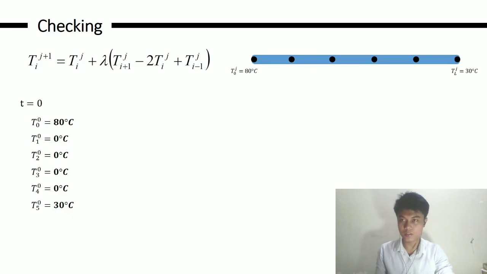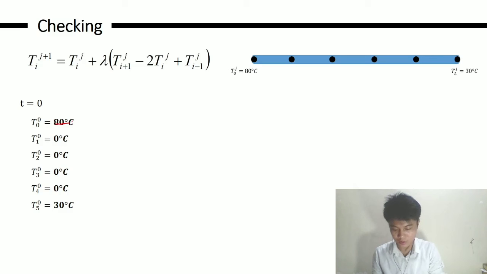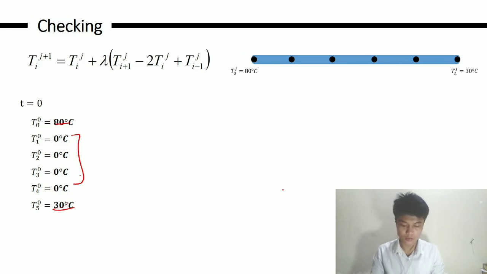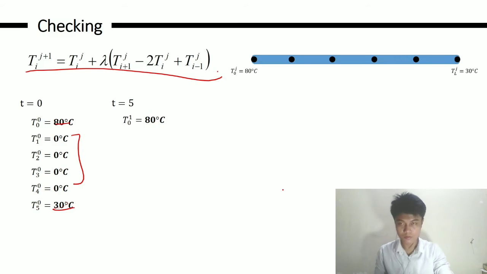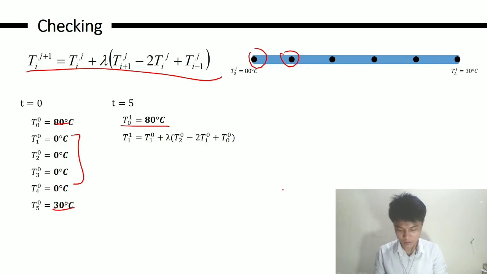So, yan yung ating figure. At time is equals to 0, this is our initial time. Meron tayong boundary condition na 80 degrees, tsaka 30 degrees, and then the rest is 0 degrees Celsius. That's our initial condition. So, hanapin natin yung temperature niya at t is equals to 5 using this equation. Again, our boundary condition, di yan nagbabago. 80 degrees Celsius siya dito. And then, dito naman sa next na node, salpak natin yung ating equation.